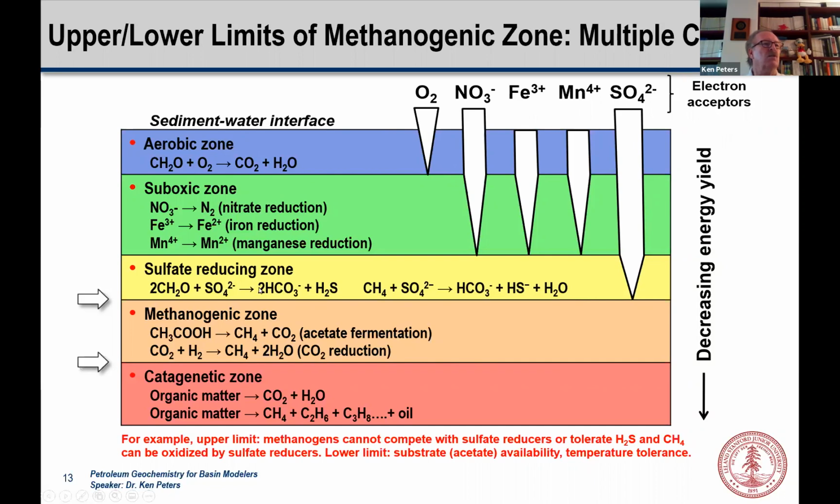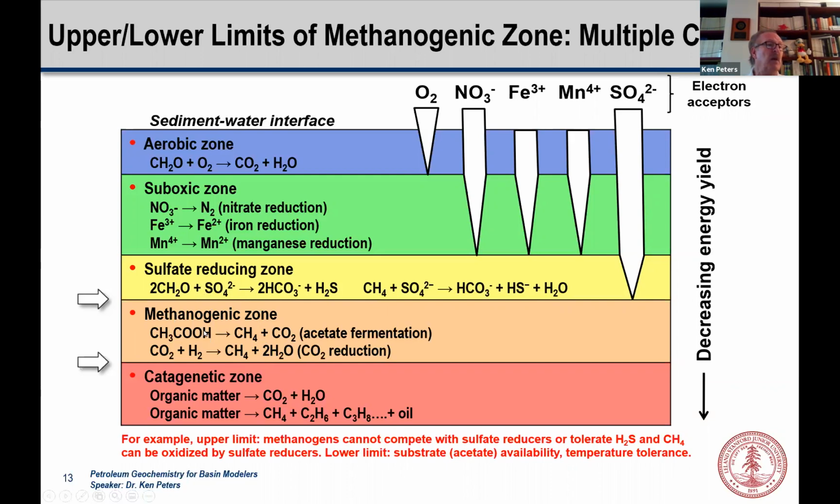In the suboxic zones, and the sulfate reducing zones, we're using another type of electron acceptor. Sulfate reducing zone is very common because there's a lot of sulfate in the ocean. And so you take the organic matter, instead of using oxygen, you use sulfate to make basically CO2 and H2S, which is that toxic gas. We have the methanogens down here, and they're deeper than the sulfate reducers. They can't compete with those. H2S is toxic to them. So, this is a boundary that's defined, at least in part, by that.